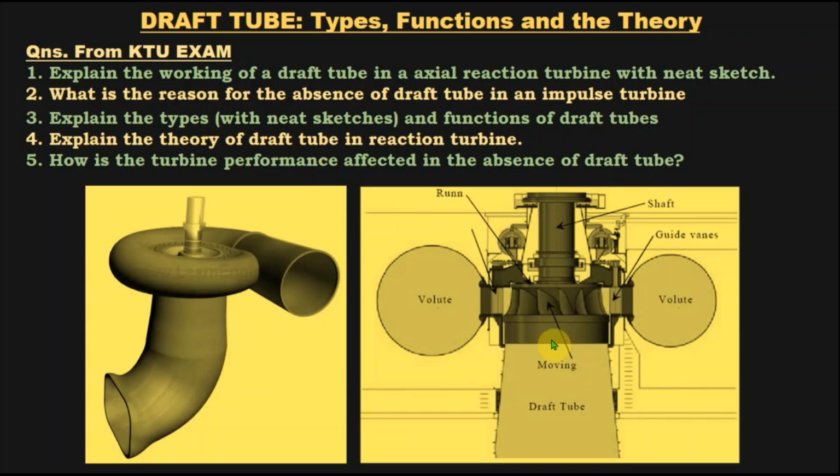We are already familiar with this diagram of draft tube. One cross-sectional view. In this case, we have a draft tube at the outlet of the turbine runner, which is having a simple conical shape. And here we have another type of draft tube, which has a circular inlet and a rectangular or square outlet.